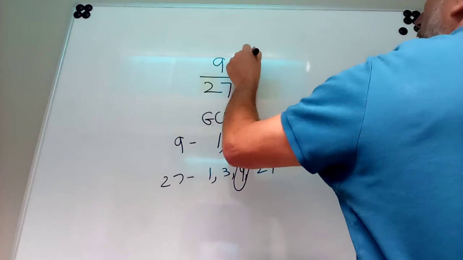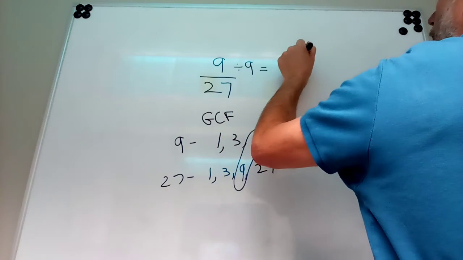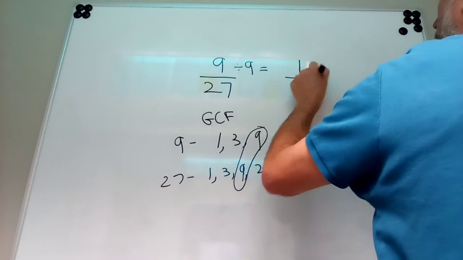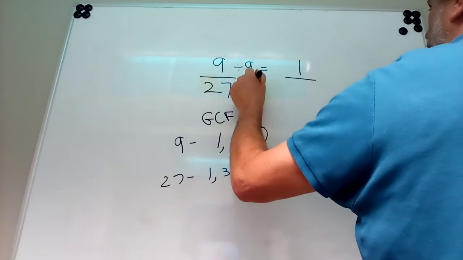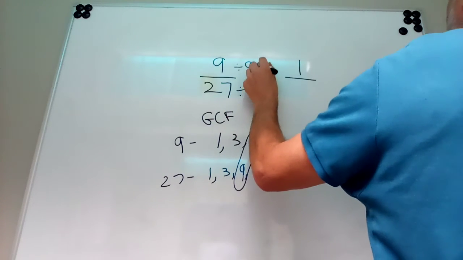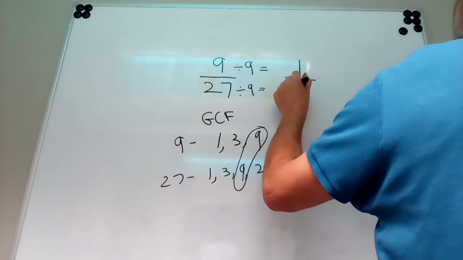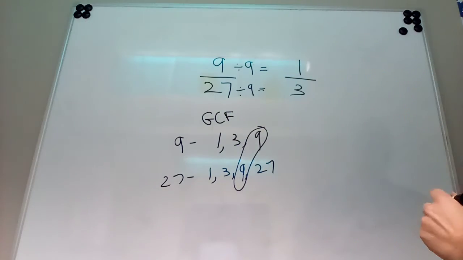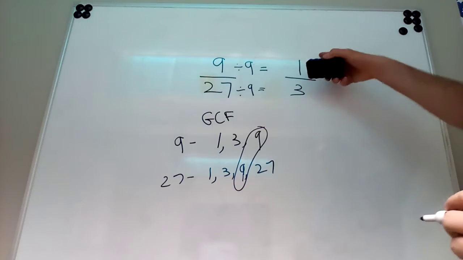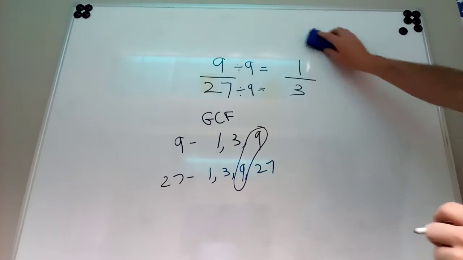Well, 9 divided by 9 equals 1. And 27 divided by 9, because remember, what you divide the top by, you have to divide the bottom by the same thing. 27 divided by 9 is 3. So the answer to that will be 1/3. So 9/27ths will reduce to 1/3.